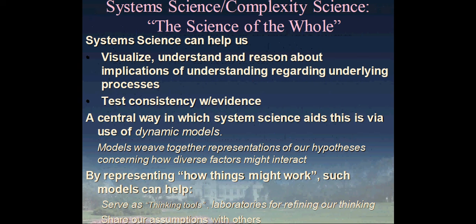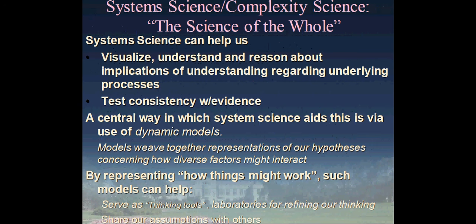System science plays a role here as what I like to term the science of the whole. It's about taking that understanding of the pieces and putting it together to understand what it means for the system as an entirety. To understand how effects in one area of the system ripple through to affect broader system behavior in other areas of the system. And system science can help us visualize, understand, and reason about the implications of our understanding regarding what's going on out there, and to test their consistency with evidence.